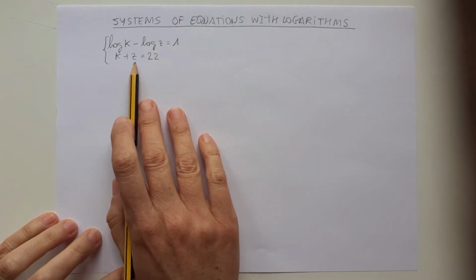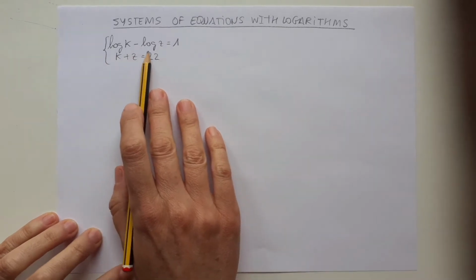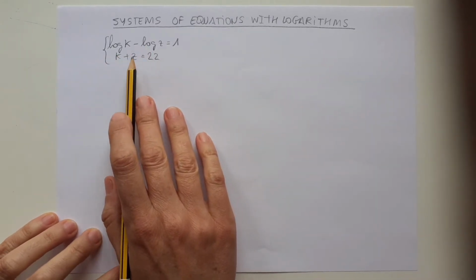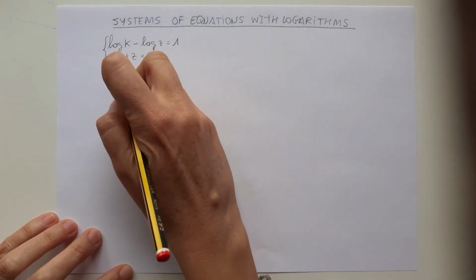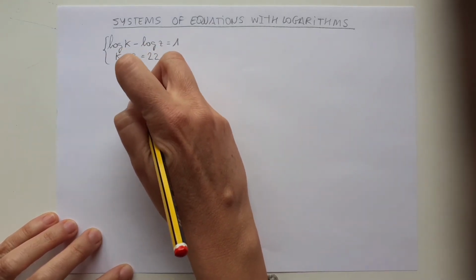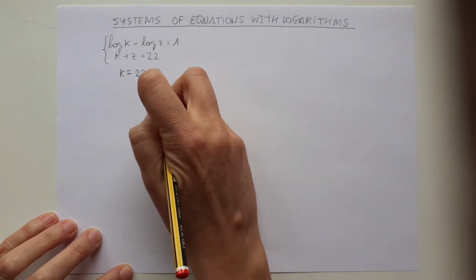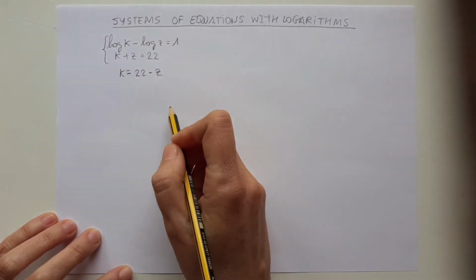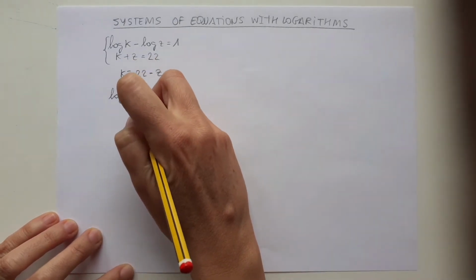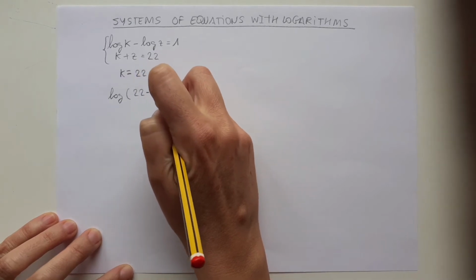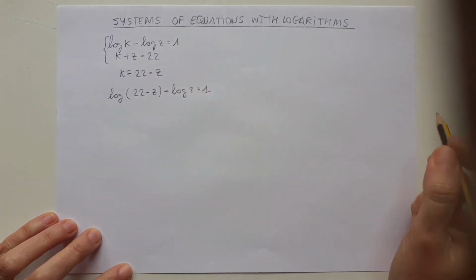So what we are going to do is isolate one variable in the equation that is easier than this one, and then we will place the value we obtain in the other. Let's isolate, for example, k: 22 minus z, and let's place this in the place of k. So we would have logarithm of 22 minus z minus logarithm of z equals 1.